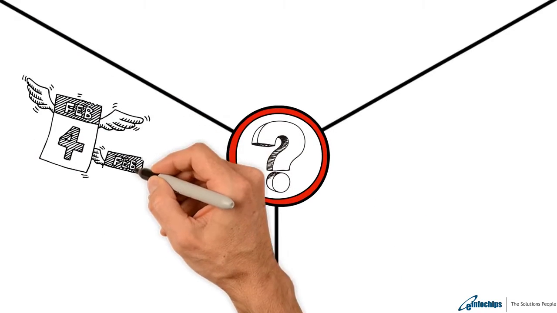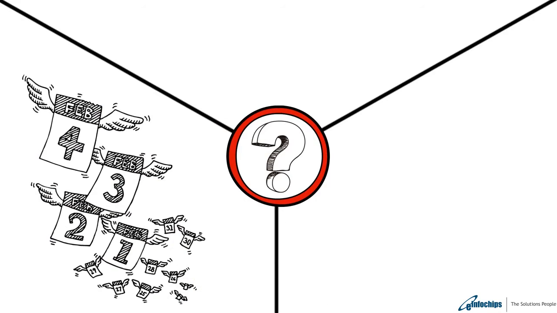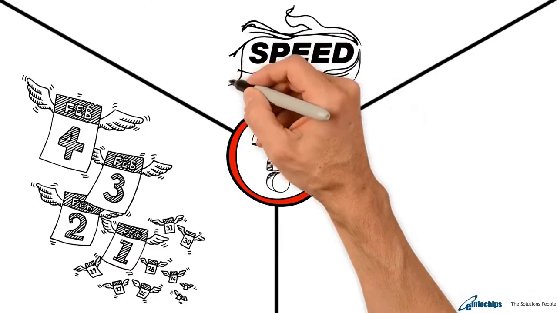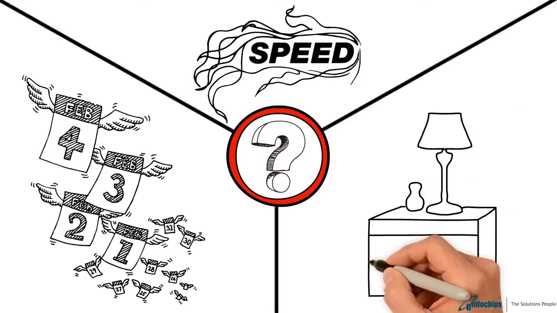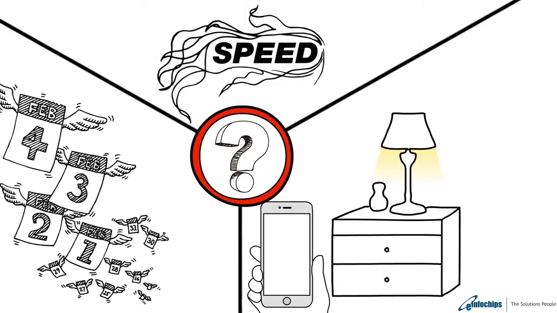How do I reduce the existing development cycle from months to weeks? How do I maintain the speed of innovation even while maintaining quality and optimizing cost? Is DevOps even possible for Internet of Things product development?